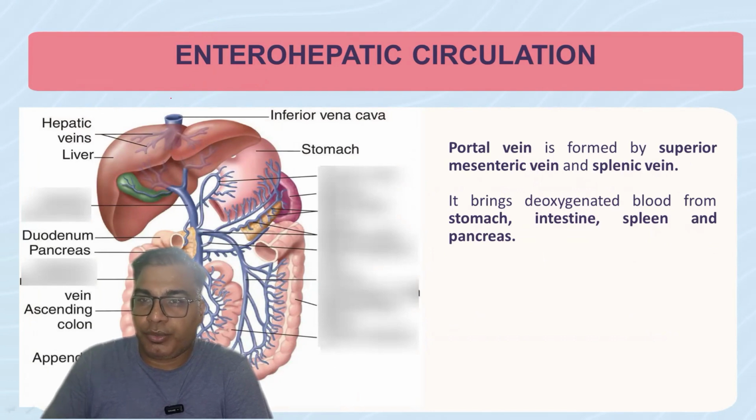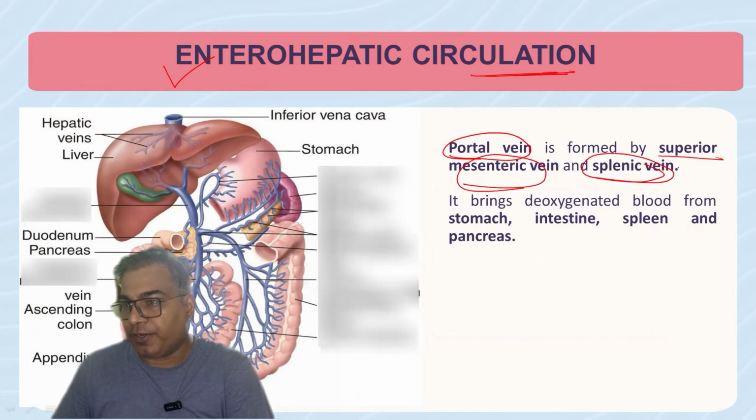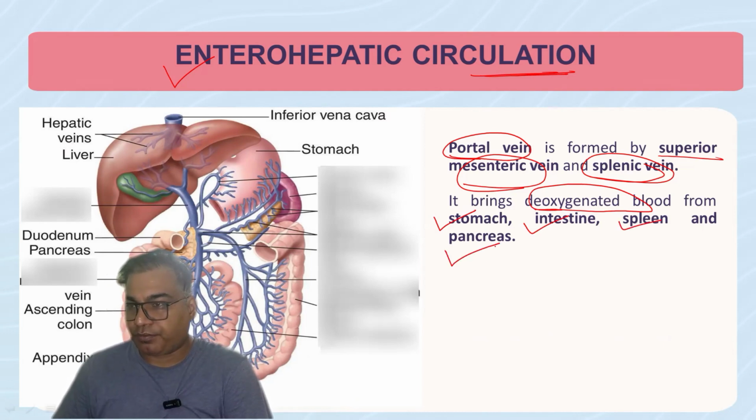Now come to the enterohepatic circulation. So basically, there is a portal vein that is formed by the superior mesenteric vein and splenic vein. It brings deoxygenated blood from stomach, intestine, spleen, and pancreas.